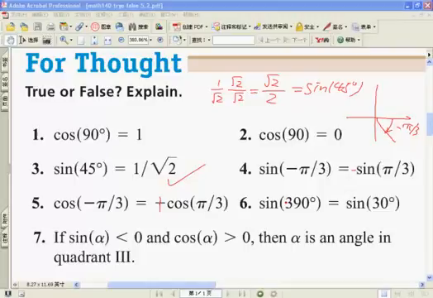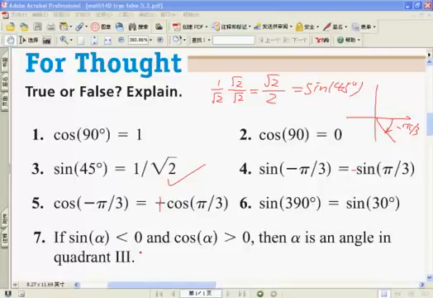Now let's look at number 6. True or false? What is the reference angle of 390 degrees? 30 degrees, right? And we also know this is in the quadrant 1. The sign of the sine function is positive. So this is equal to sine of 30 degrees. It's 1/2. So this is true.